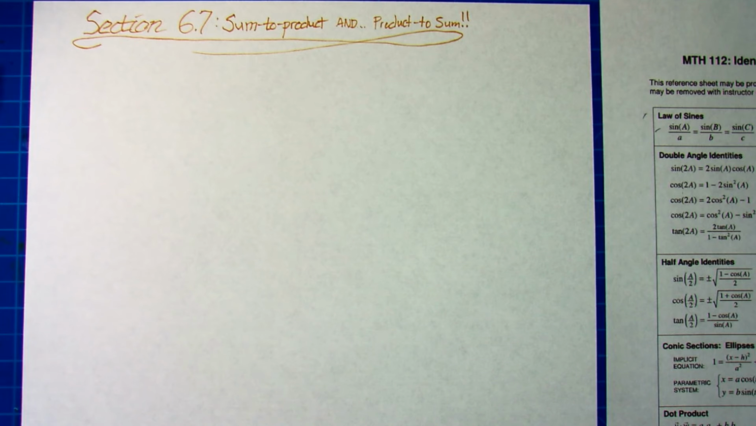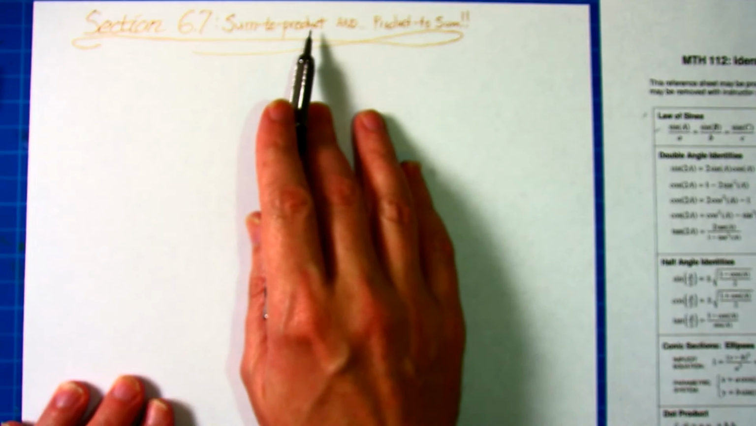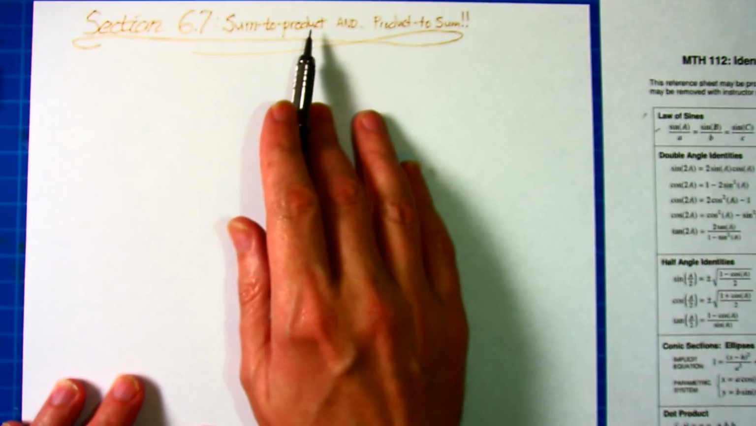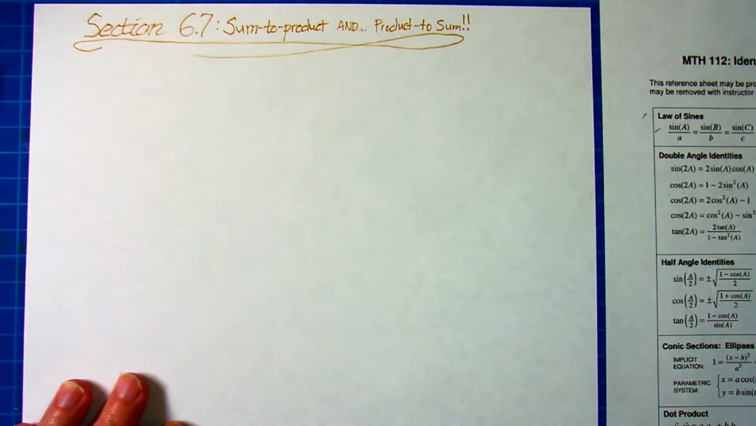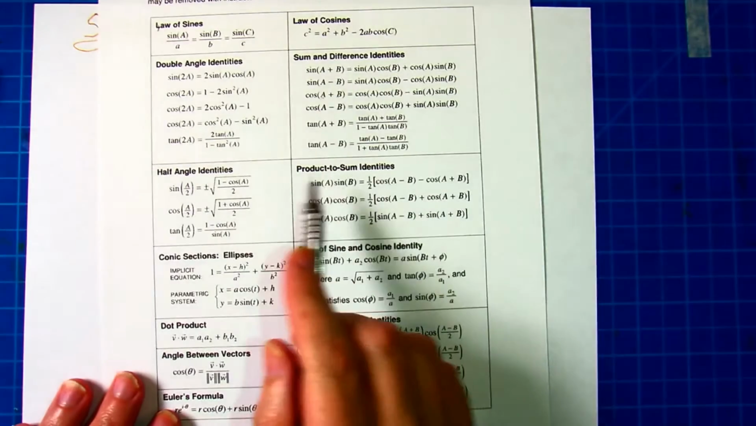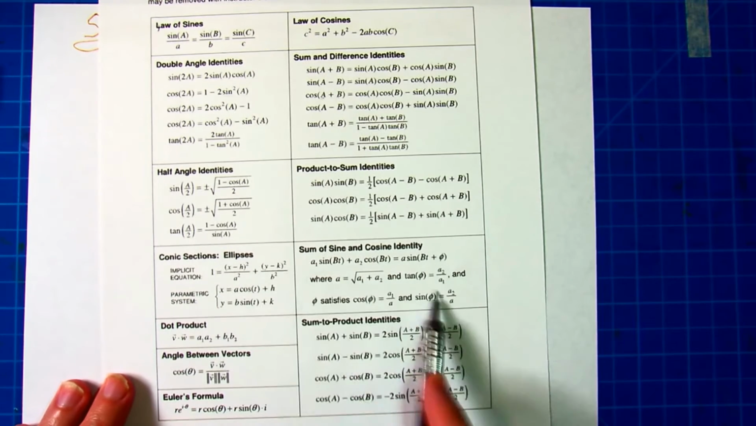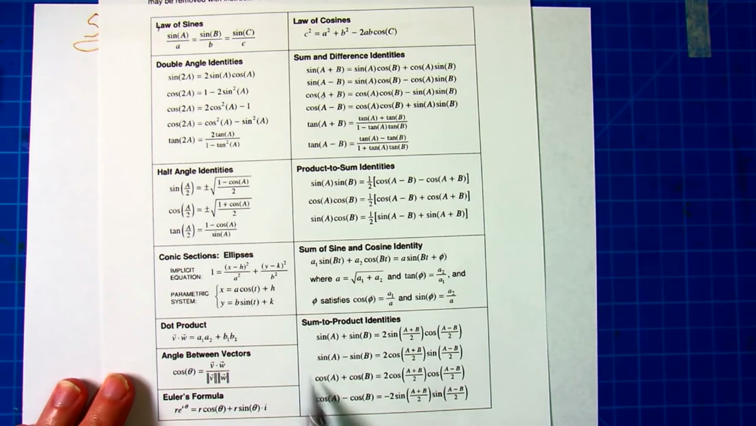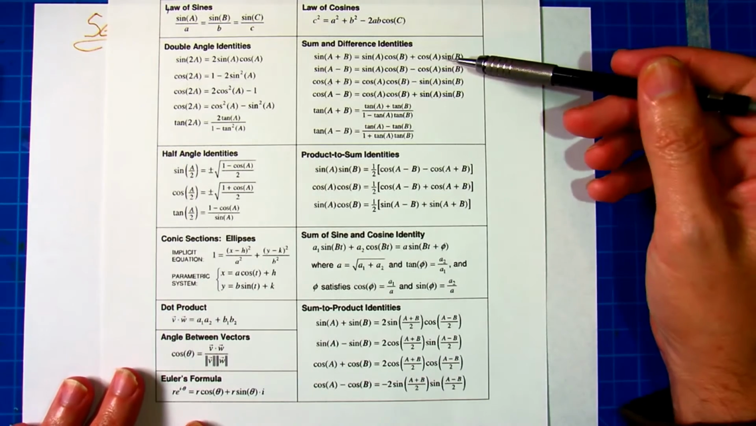Let's take a look at section 6.7, which has sum to product formulas, and since we're all feeling very generous today, we might go ahead and take a look at some product to sum formulas as well. So those are right here on the sheet, product to sum formulas here, and for some reason, with this weird gap in between, the sum to product identities are at the very bottom, so people tend to miss them for some reason. But both of these derive from the sum and difference identities.